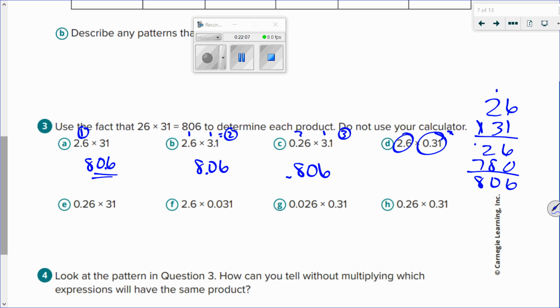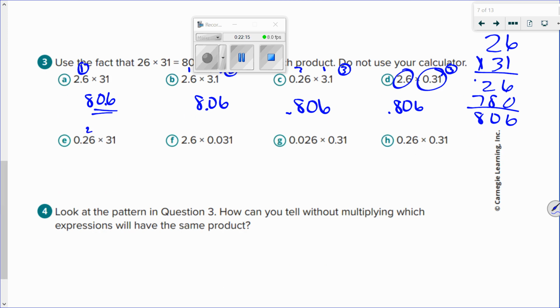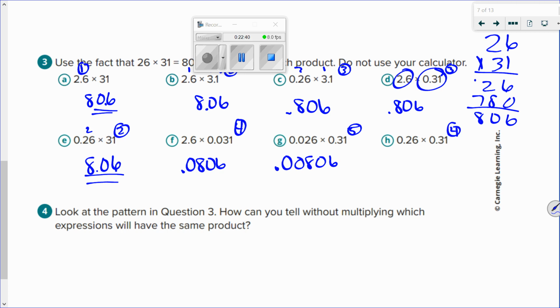Here I have 3 decimal places. So 806 with 3 decimal places. Here I've only got 2 decimal places. So that gives me 806. Here I've got 1, 2, 3, 4 decimal places. So I still have the 806, but I need a 4th decimal. So I need to add a 0 in front of it. Now I'm up to 5 of them. So I still have 806, but now I need to add 2 zeros. Here I'm back to 4 decimal places. So 806, I need a 4th decimal place. I add another 0.